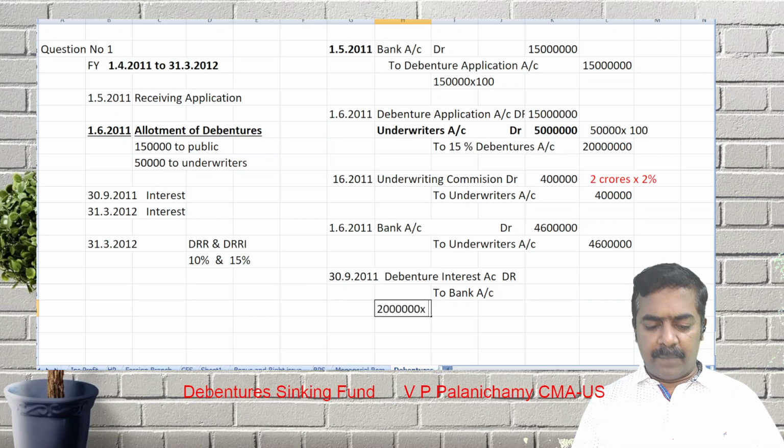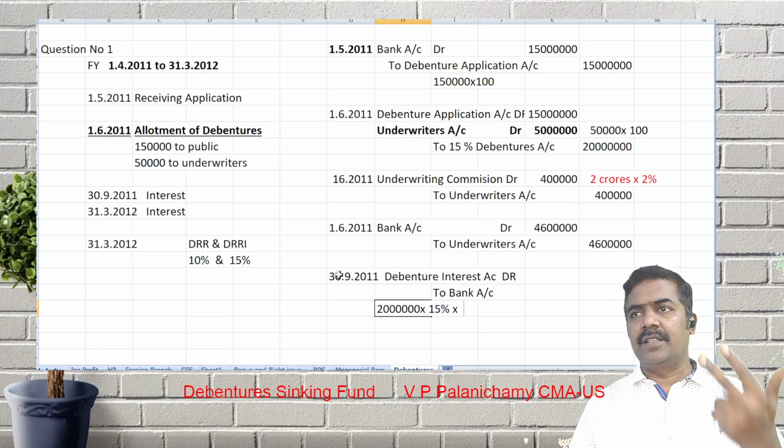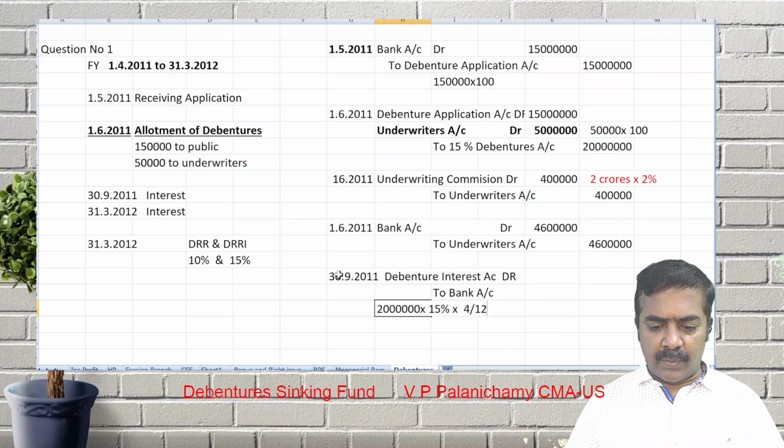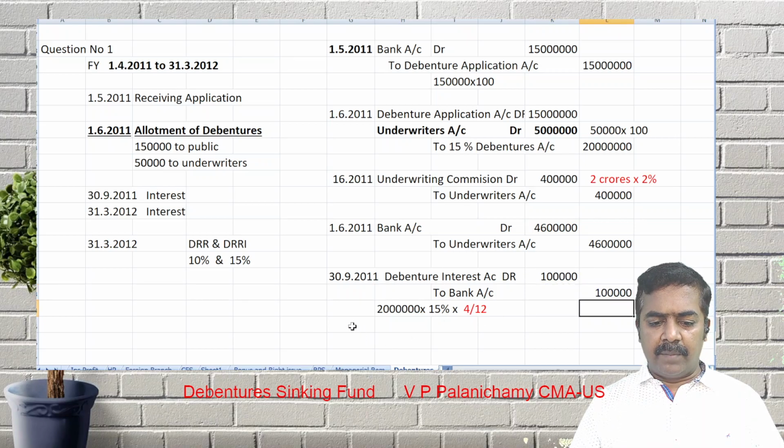2 crores into 15% for how many months? When are debentures allotted? 1st June, isn't it? When do we pay the first interest? 30th September. So how many months? June, July, August, September. 4 months, into 4/12. 2 crore into 15% for 4 months, you have to pay interest: 10 lakhs. From the date of allotment they become debenture holders.